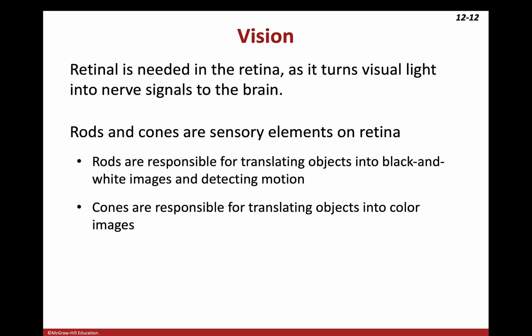Now, it's also known that one of the most important functions associated with vitamin A is vision. Retinal is needed in the retina as it turns visual light into nerve signals in the brain. Our rods and cones are the sensory elements on the retina. Rods are those sensory elements that are responsible for translating objects into black and white images and detecting motion. Cones, on the other hand, are responsible for translating objects into color images. Keep in mind, we have significantly more rods than cones.